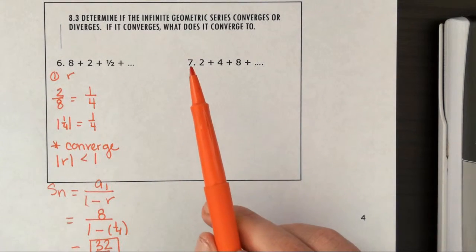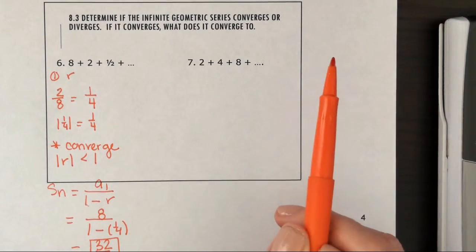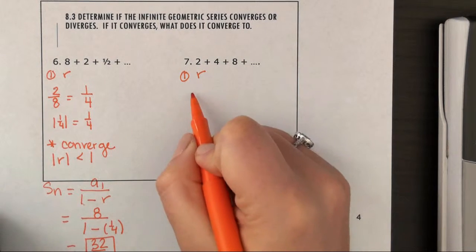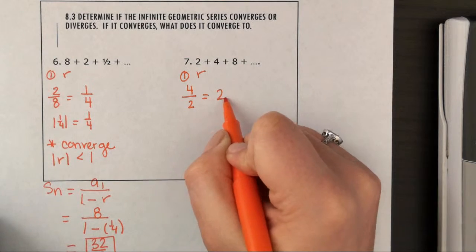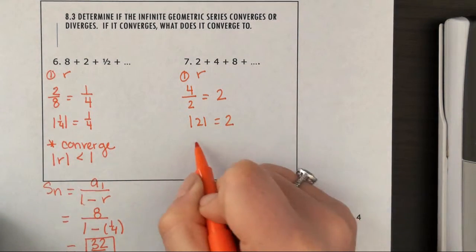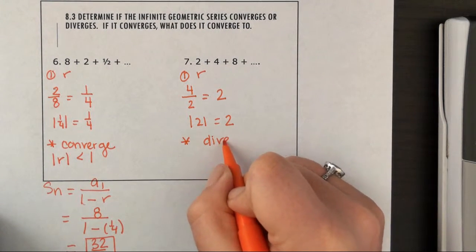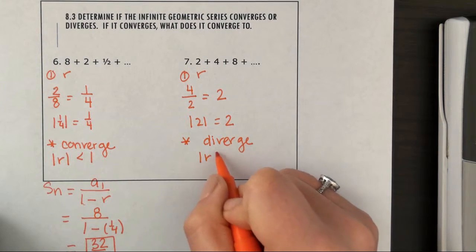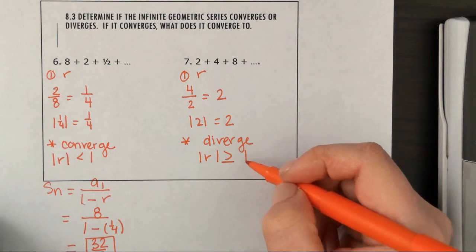Our second example, we have the terms 2, 4, 8, and we're continuously adding on. So step 1, we've got to find our common ratio. We're going to take 4 and divide it by 2, and that's 2. Now the absolute value of 2 is equal to 2. This is the case where your series is going to diverge because the absolute value of r is greater than or equal to 1. 2 is greater than 1.